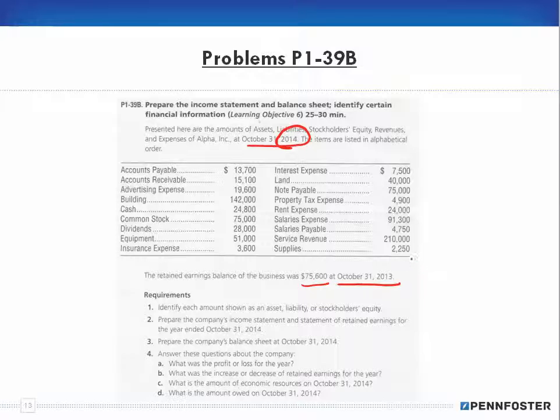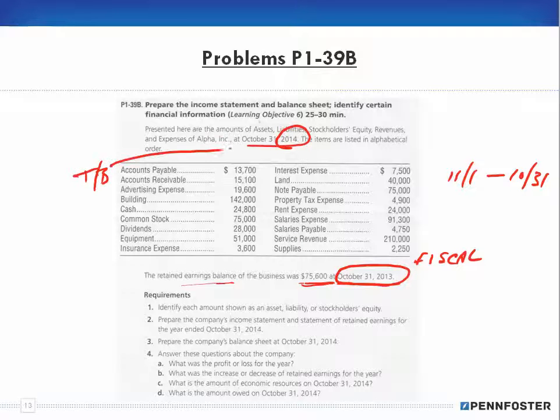And we're looking at the information as of October 31st, 2014. So from that, it's telling me that this company has a fiscal year versus a calendar year, because its calendar year goes from January 1 to December 31st. This here is going from November 1st to October 31st, right? Now, why did I say that? Well, my retained earnings balance was $75,000 at October 31st, 2013. And since this trial balance is for October 31st, 2014, that's 1 year, right?